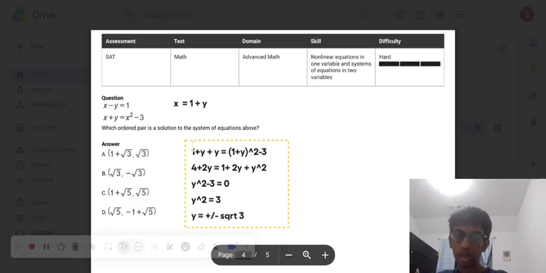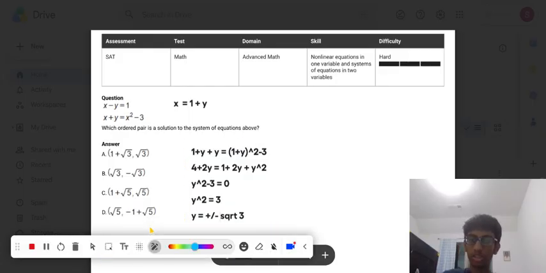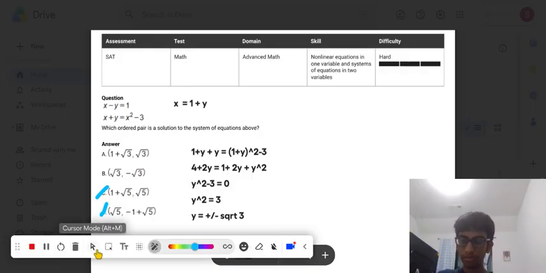Now, looking here, remember this is our y, right? It's not our x. So what we can do is immediately remove our option choices C and D because they have nothing to do with square root of 3 at all. So we're left with choices A and B. Now what we need to do is plug our value of plus square root 3 and our value of negative square root of 3 into our first equation.